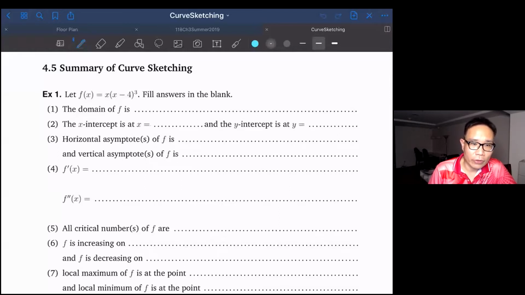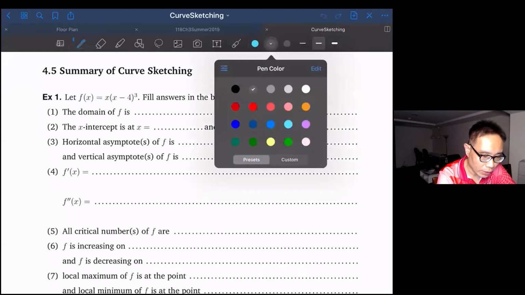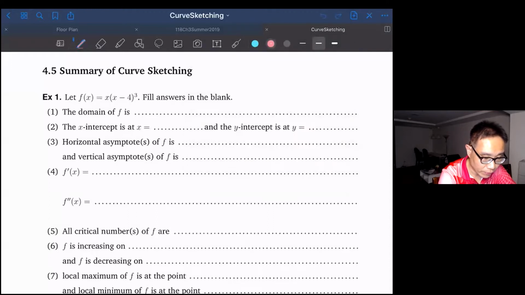You have f(x) equal to x times (x minus 4) to the third. We're going to gather information first. The first one asks you about the domain of the function f. In this case, you see that this turned out to be just a polynomial, so the domain is any real number, which we write as negative infinity to infinity.